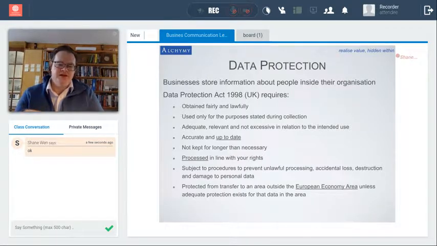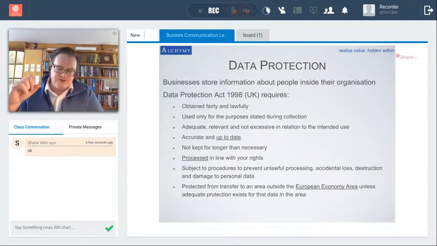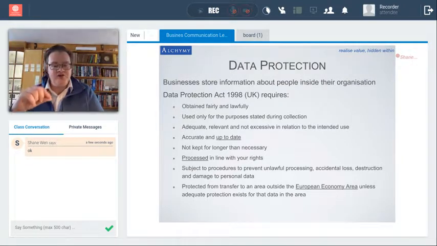Any information about people, individuals, should only be used for purposes stated during collection. Now we're starting to get a bit more specific, and also it's important to realize what the implications of this are. So when we obtain information fairly and lawfully, we also have to be clear about the purpose that we're collecting that information. And why are we talking about these things? Because we're talking about data protection. The Act is about protecting individual data. And it places that onus on the person or the organization who is acquiring and processing data.